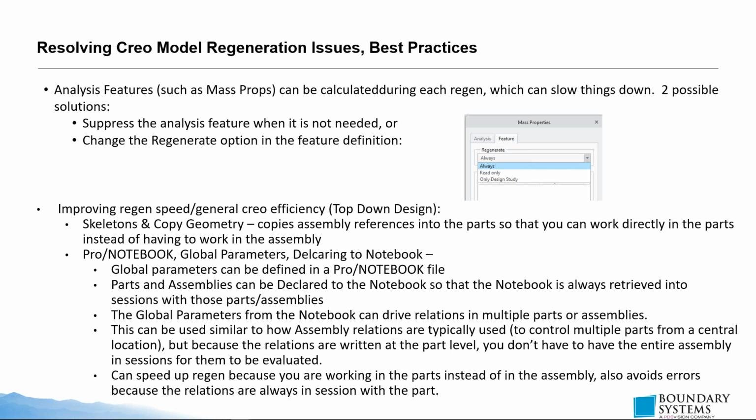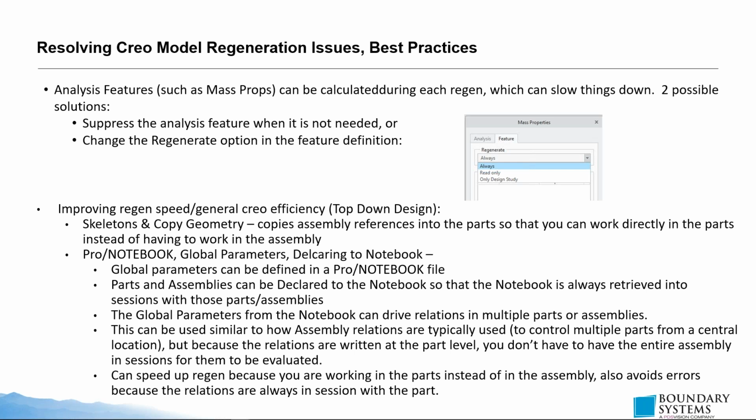The next one is improving regeneration speed with Creo efficiency. This is one of the areas where you can use what we talked about previously regarding external references. We talk about top-down design methodology. I'm pretty sure we have webinars on this as well, so definitely go to our YouTube page and find that webinar for top-down design. We may have a couple on that, dealing with different aspects of it. But it is definitely a useful function if you're not currently using it.